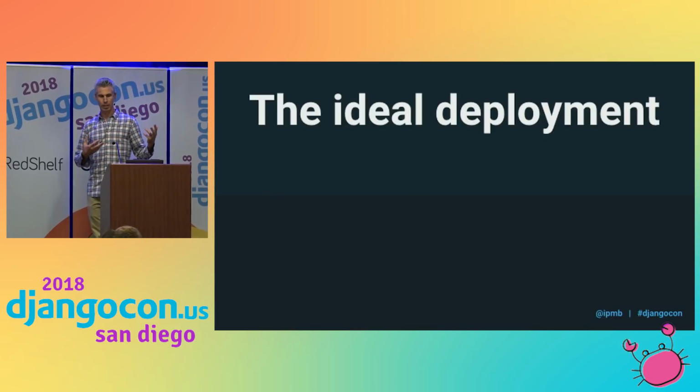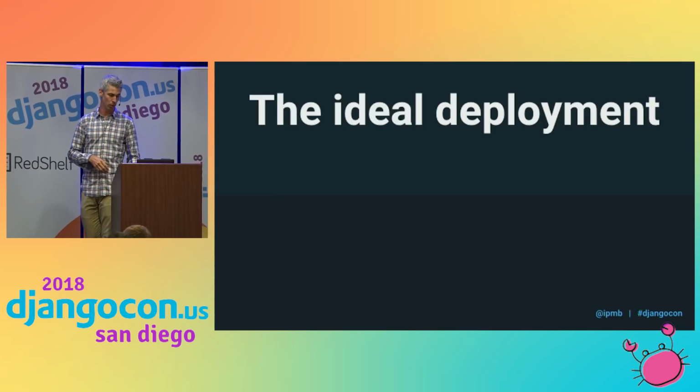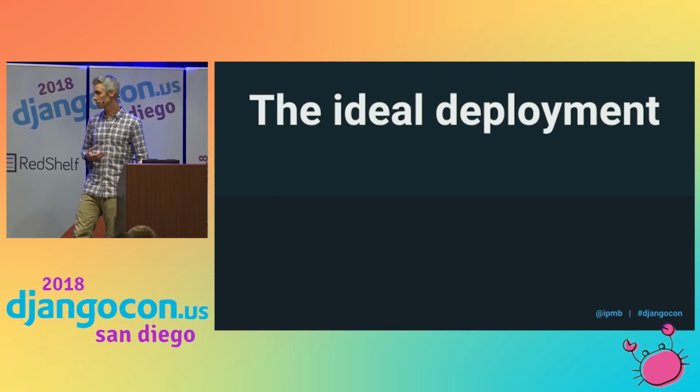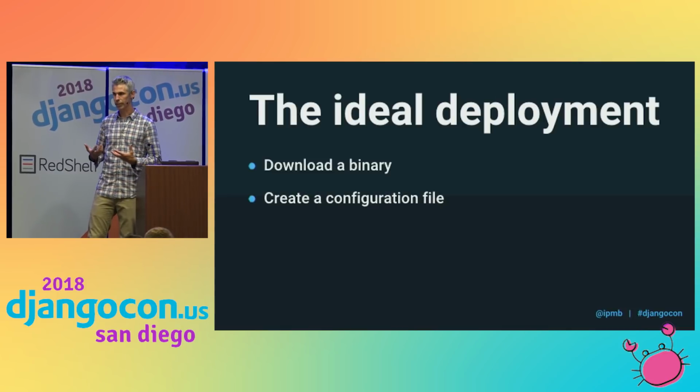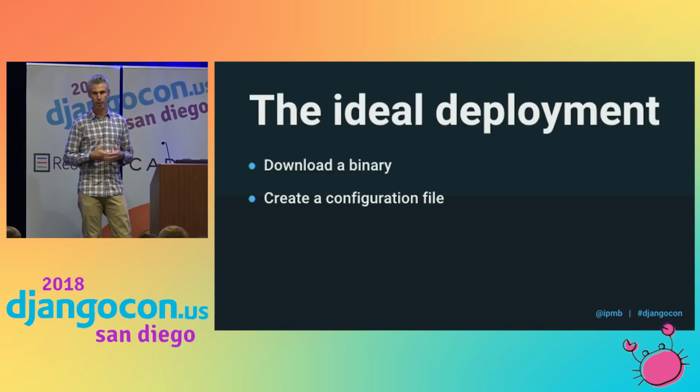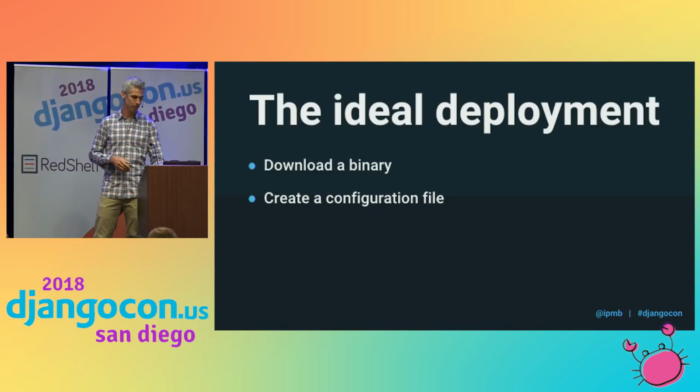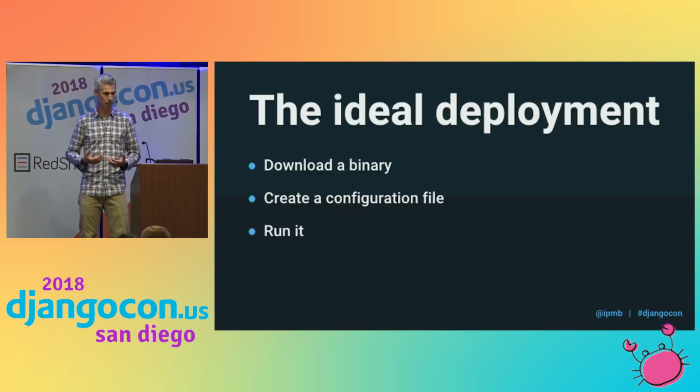So if we had these sucky deployments, what is the ideal deployment? In my opinion, it's this. You download a binary, you create a configuration file that says how you want that binary to run in a given environment, and you run it.